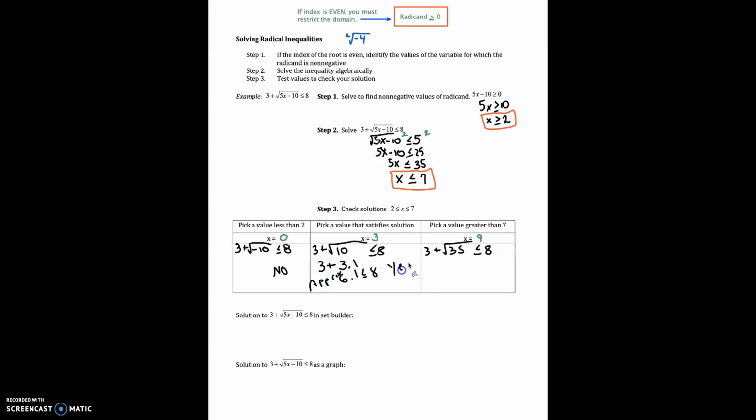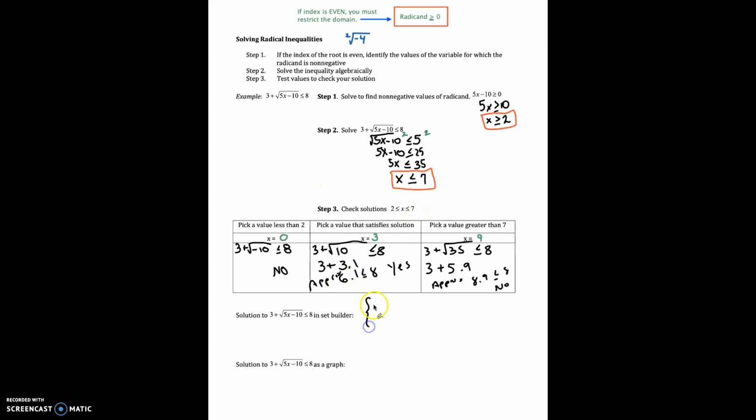Yes. And then the same thing, I'm not going to figure out what root 35 is, but I know it's going to be a little less than 6, because the square root of 35 is 1 smaller than the square root of 36. So I'm just going to go with 5.9. So we get approximately 8.9. And is that less than or equal to 8? No. So our solution then is 2 is less than or equal to x, which is less than or equal to 7. So we're going to write that in set builder.